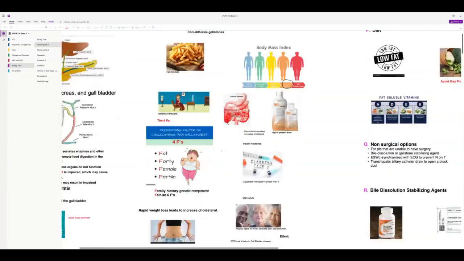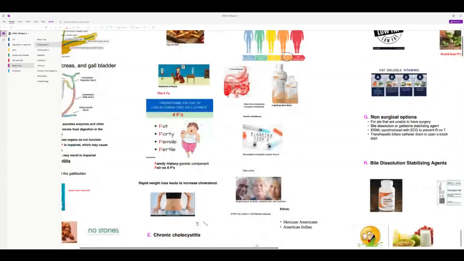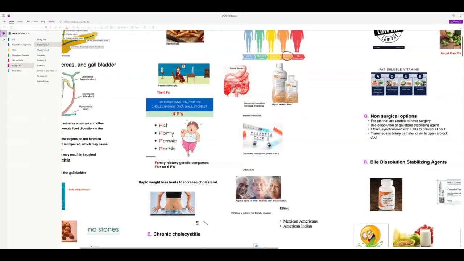But this is really important. The 6Fs: fat, 40, female, fertile, fair, which means white, and family history. So there's a genetic component to it. So those are the people that are most at risk. Diabetics are at risk.